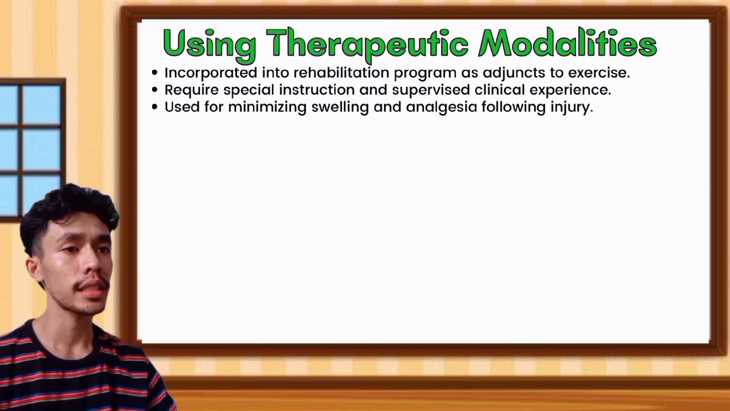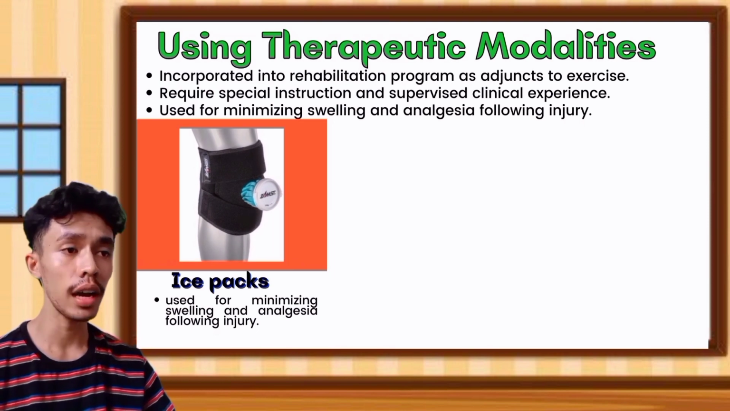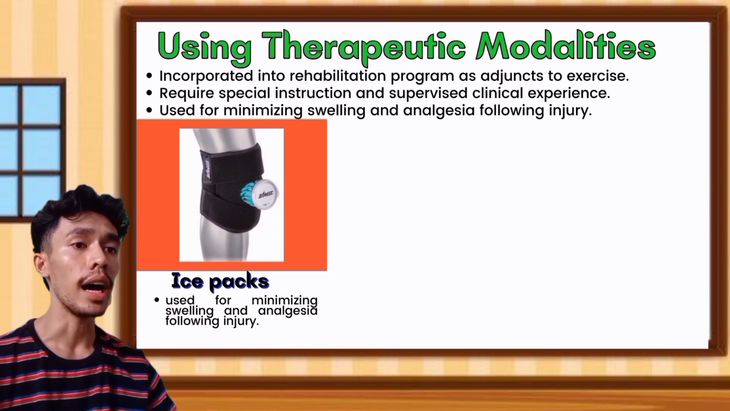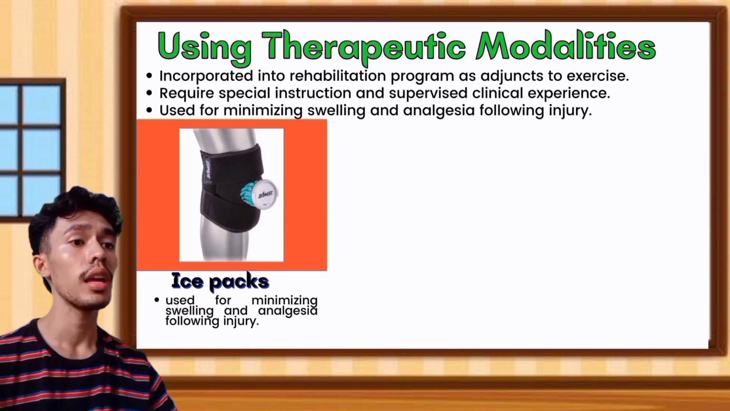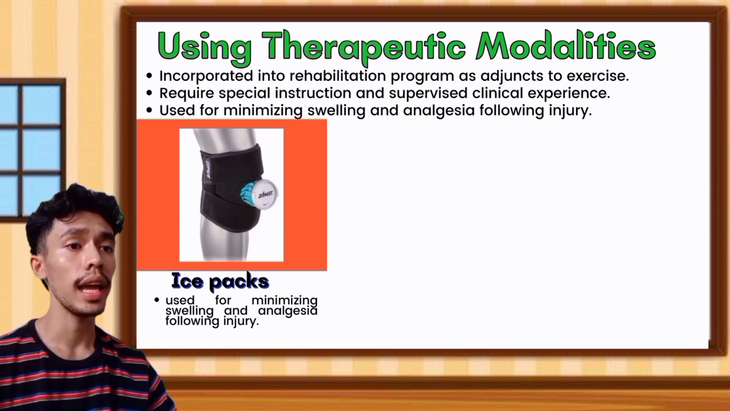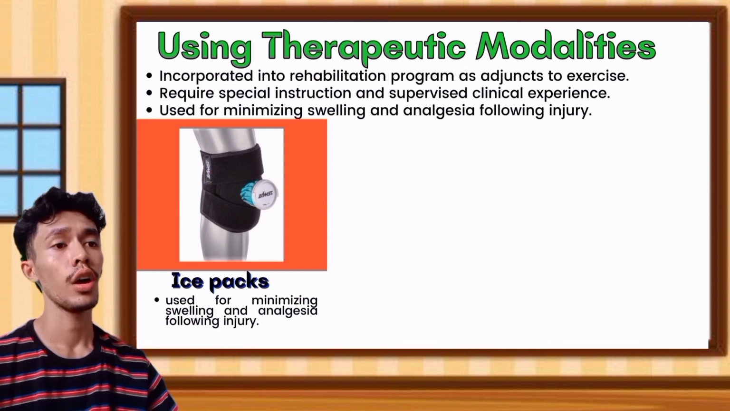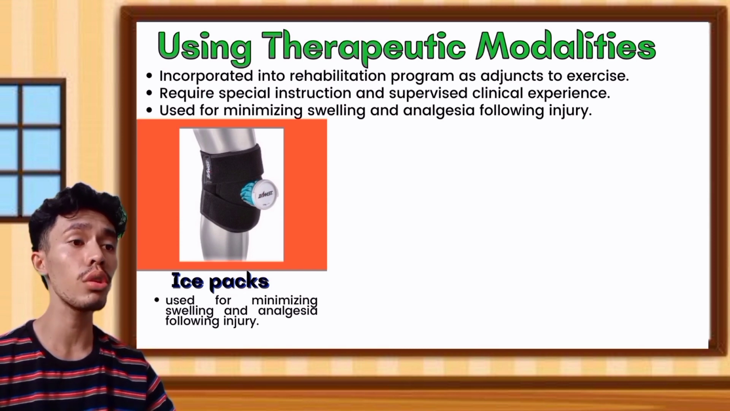So in the absence of an ATC, the coach may opt for simple modalities within the scope of expertise. So ice packs or bags are used for minimizing swelling and analgesia following injury. Ice is flaked or crushed and encapsulated in a wet towel and plastic bag. Both are easily moldable to the body. Okay, so an elastic wrap is generally utilized to secure the pack in place for 20 minutes. Okay, compression and elevation are also used in conjunction with ice.